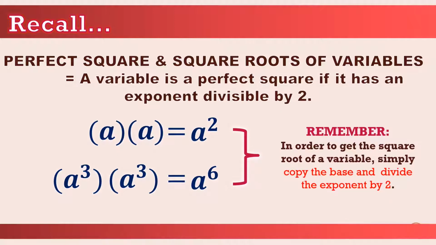Remember, in order to get the square root of a variable, simply copy the base and divide the exponent by 2. So, to get the square root of a squared, we divide the exponent 2 by 2, and that is 1. a to the power of 1 is simply a. And for a to the power of 6, we divide the exponent 6 by 2, the answer is 3. So the square root of a to the power of 6 is a cubed. Notice that these are the variables that are multiplied by itself.